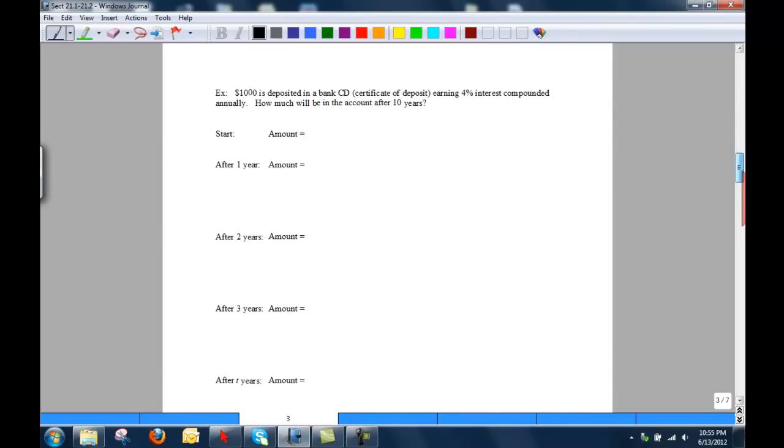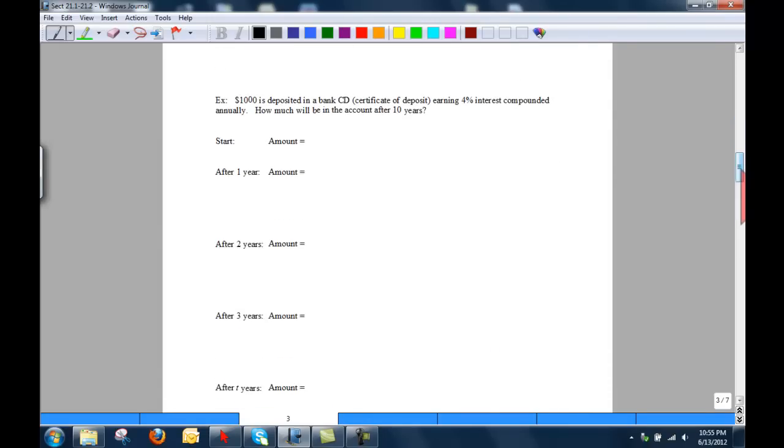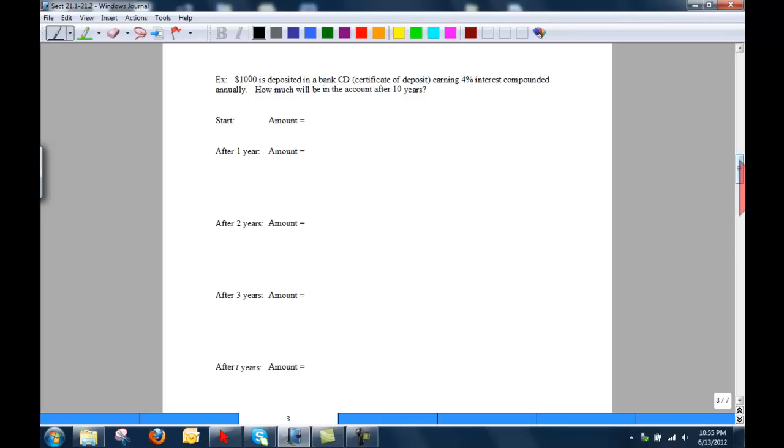Okay, let's do a question that comes from a bank savings account or bank certificate of deposit. $1,000 is deposited in a bank CD, earning 4% interest again, but this time the interest is compounded annually, compounded one time per year. Now how much will be in the account after 10 years?